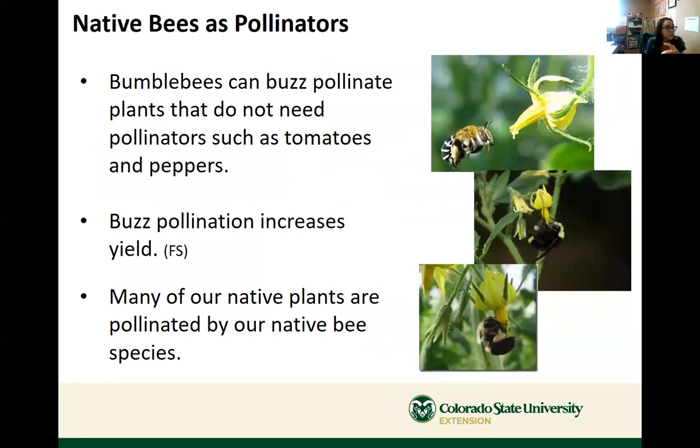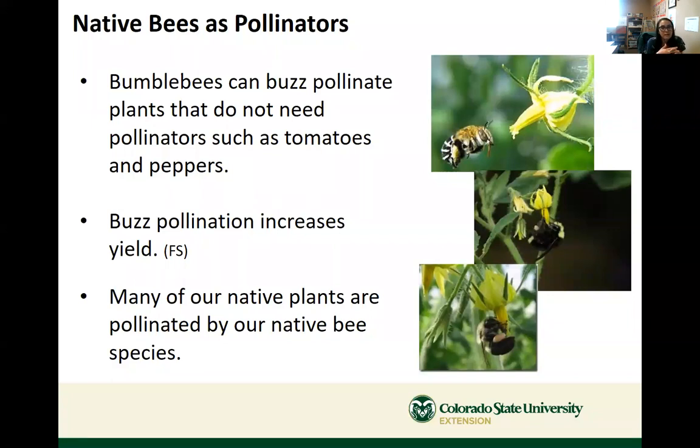Speaking of bumblebees and their incredible buzzing, they do something called buzz pollination. So if you are a vegetable gardener, you might know that tomatoes and peppers don't necessarily need a pollinator. They can pollinate themselves. They have the anther and the pistil in one flower. But if a bumblebee comes along and visits that tomato flower, like in the picture, they will buzz so hard on that flower that it will shake the pollen loose, and it increases yields in a vegetable garden a lot.